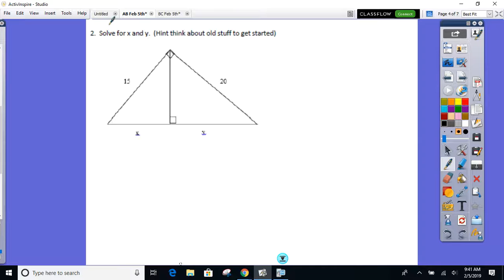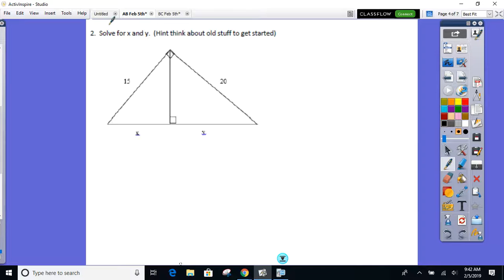And of course, I mean, look, I gave you probably the worst hint in mathematical history. Think of old stuff to get started. That could go a lot of different ways in this class, that's for sure. Some of you are thinking about senior citizens. Some of you maybe moldy bread, whatever old stuff you can think of. Maybe not math. Oh boy.